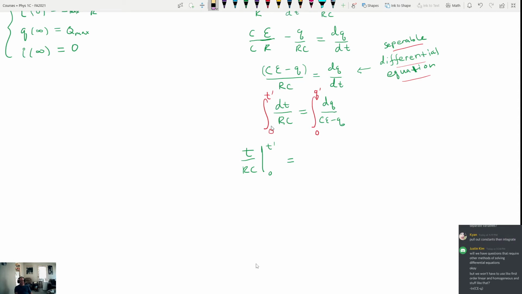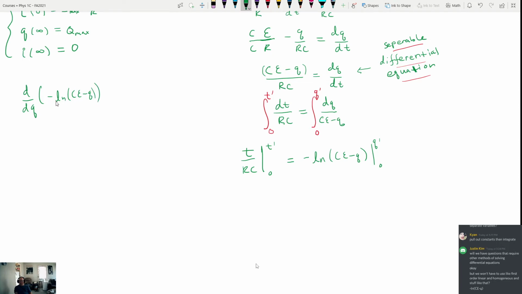Negative log of CE minus Q. Let's try that. So negative natural log of CE minus Q. Okay, let's check to make sure that that's going to work for us. So if I take the derivative of this, d/dQ of negative natural log of CE minus Q, what do I get?